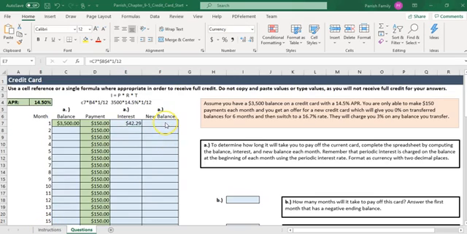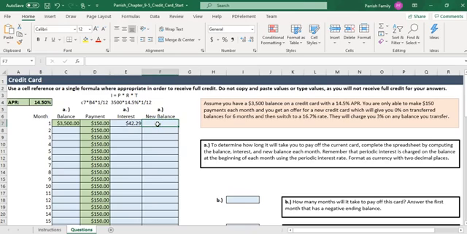Okay, so the next thing that we want to do is calculate our new balance. So we had a $3,500 balance when we started. We made a $150 payment, but we got charged interest of $42.29, which means our balance went down by $150, but then it went up by $42. So my balance is going to be the $3,500 minus the $150 plus the $42.29. So go ahead and put that calculation in here.